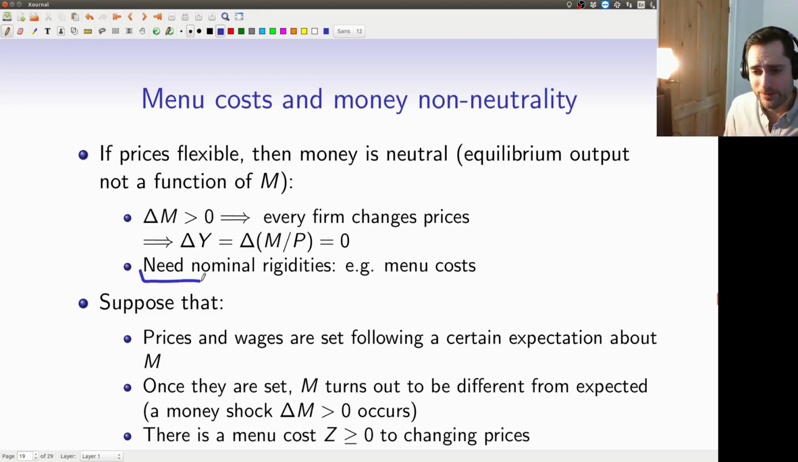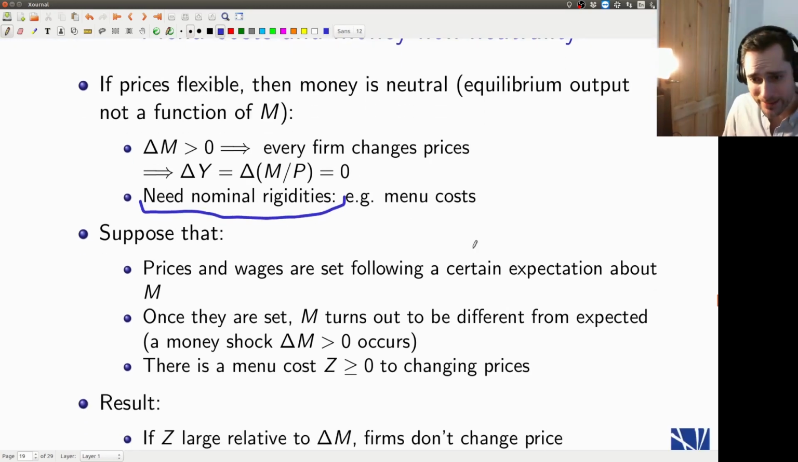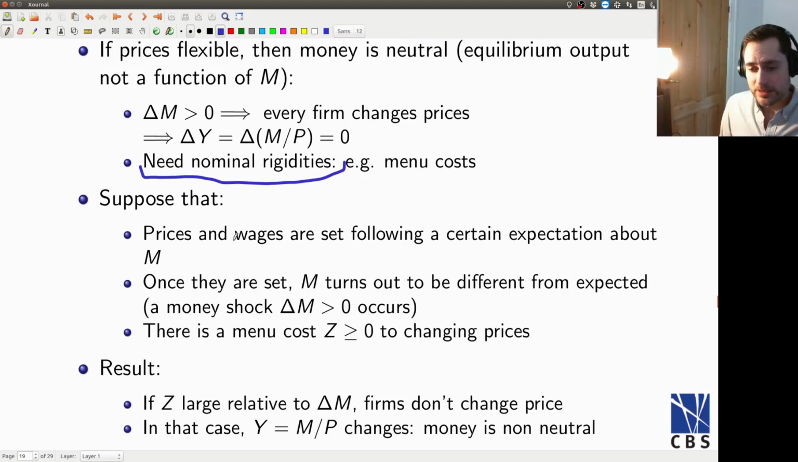In this model, we're going to have a nominal rigidity, which we're going to call a menu cost. So what does that mean in practice? It means that prices and wages are fixed at some time period 0. At time 0, the firms have an expectation over the money supply. They choose their prices, and then boom, at time 1, when production actually happens, the money supply might turn out to be different than what they expected. And if so, we're going to call that a money shock.